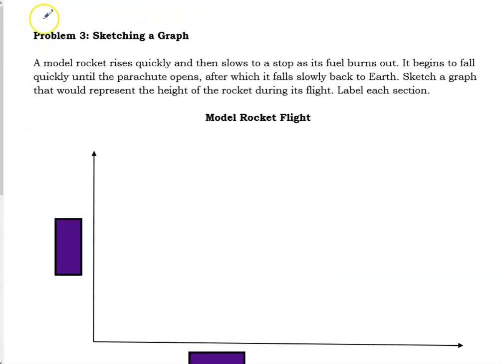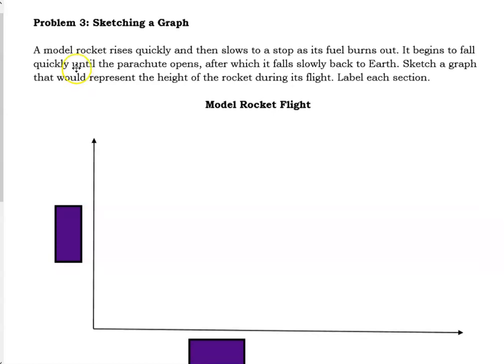Okay, now let's change the situation, and this time I'm going to give you a situation, and you're going to sketch the graph of the situation. A model rocket rises quickly and then slows to a stop as its fuel burns out. It begins to fall quickly until the parachute opens, after which it falls slowly back to Earth. Sketch a graph that would represent the height of the rocket during the course of its flight and label each section. So we want to graph the height of the rocket during its flight.